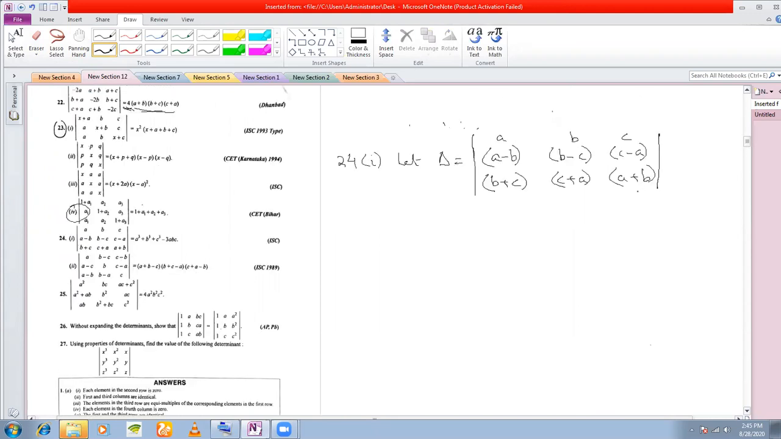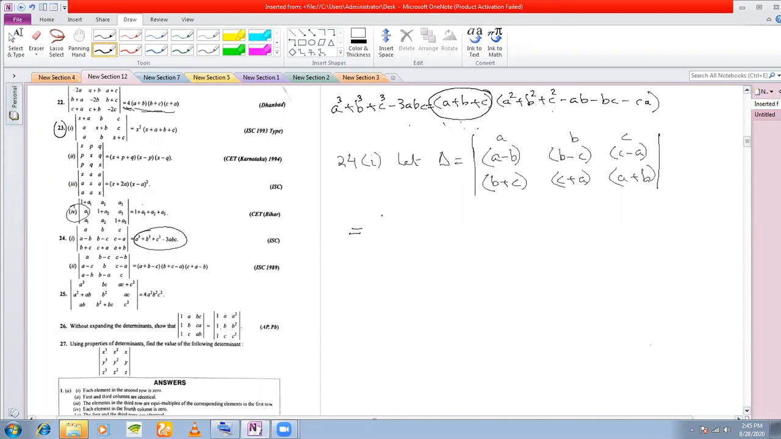So how will you prove this? You remember this formula: a cube plus b cube plus c cube minus thrice abc is equal to a plus b plus c times a square plus b square plus c square minus ab minus bc minus ca. That means a plus b plus c is a factor here. So if I can take out a plus b plus c from this determinant, then I'll be able to prove it.